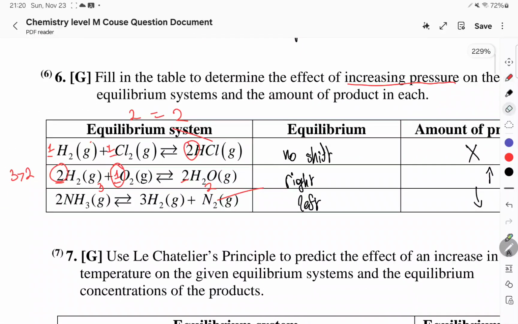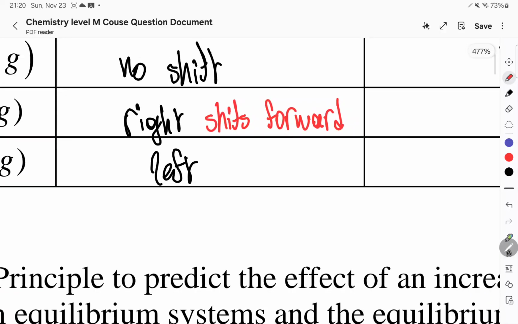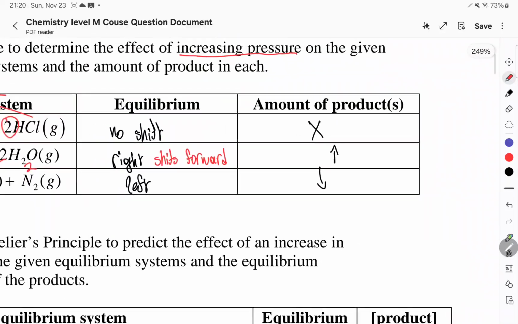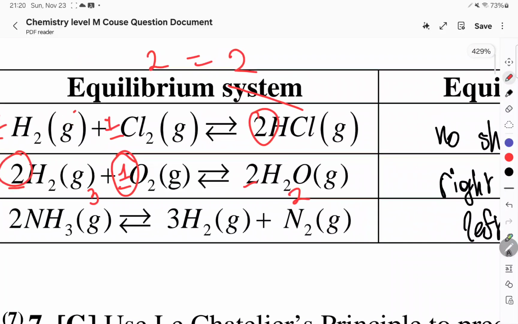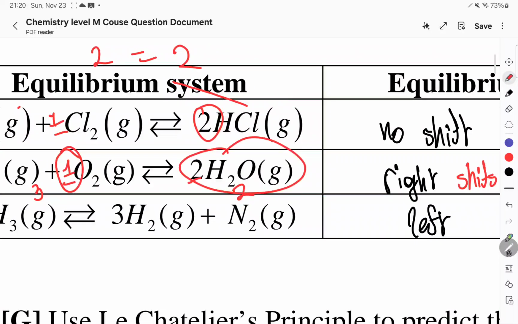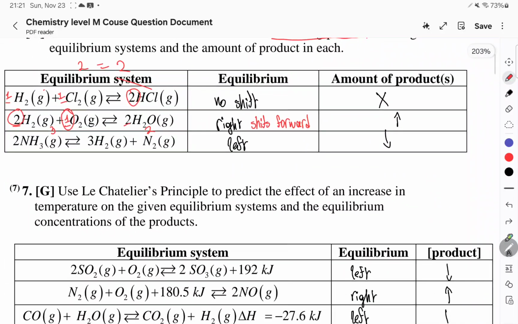The equilibrium shifts to the side with the least gaseous moles, which means it shifts to the right, or it shifts forward. It's better to say forward. And when it shifts forward, it goes from left to right and reaches the product, and the product's H2O. What happens? It increases.